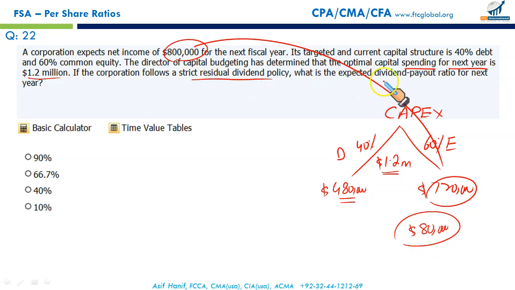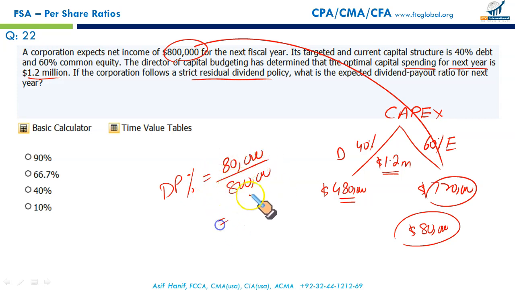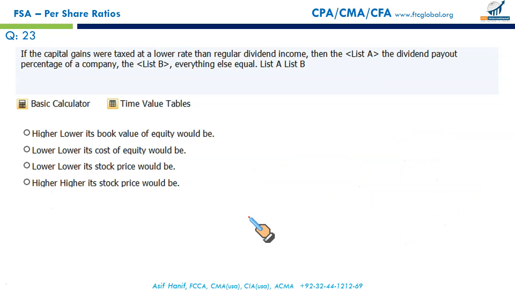What is the expected dividend payout ratio for the next year? Dividend payout ratio is the dividend that you are paying out of the earnings that were available. So 80,000 upon $800,000 will give you 10%. And that makes D the correct option.